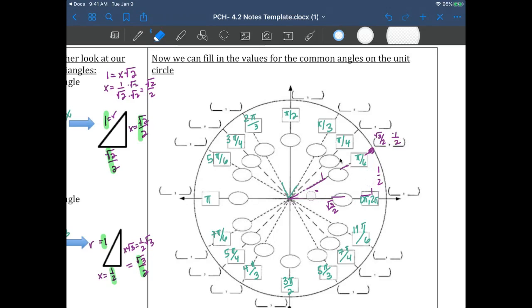So I'm just going to erase these. Okay, so we're going to go here, here, here. We want to get the coordinate of this point. So how far over did we move? Well, if this is a 45-degree triangle, then this would end with a radius of 1. Then I moved over root 2 over 2 and up root 2 over 2. So root 2 over 2, root 2 over 2.